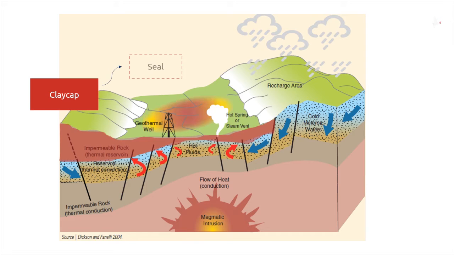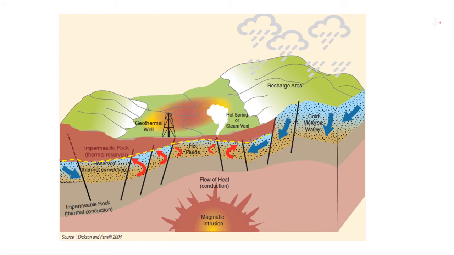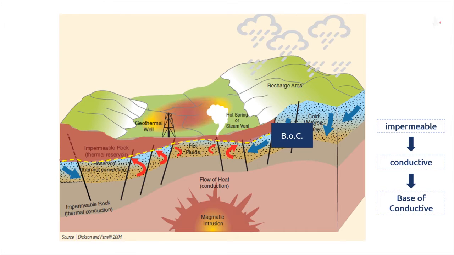In the case of high-temperature geothermal system, the alteration process will form the clay type of cap rock, usually known as clay cap. Due to the impermeable character of this rock, it is relatively more conductive than its surrounding rock. Therefore, the base of clay cap is also known as base of conductive, or BOC.